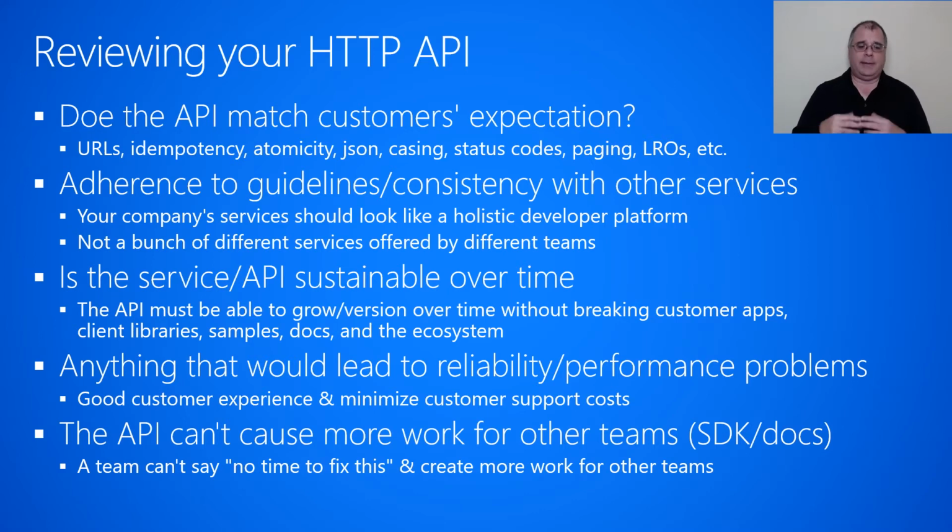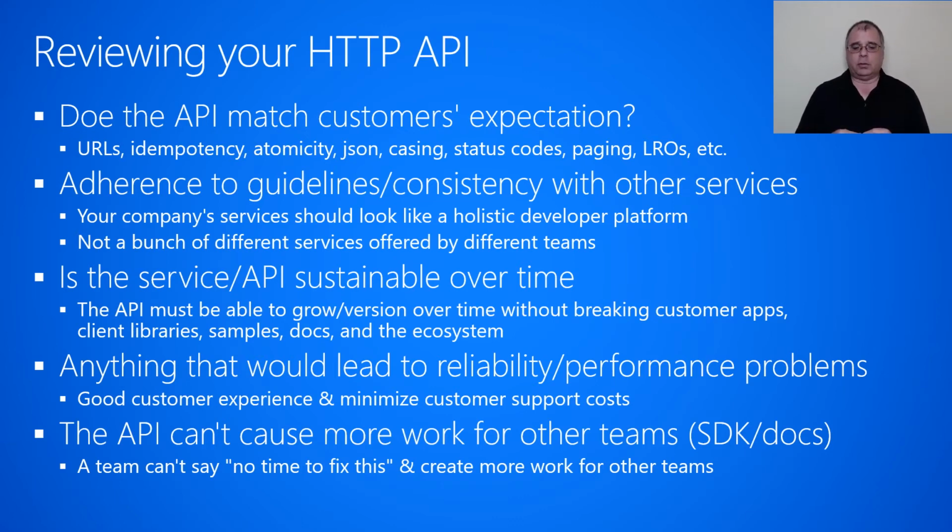Is the API sustainable over time? The API has to be able to grow and version over time without breaking customer applications. This requires a lot of energy and forethought when you're making version 1 of the service. Also, you want to think about the client libraries and how changes of the service might affect client libraries in various languages too. And then, of course, any changes that you make will impact samples, documentation, third-party libraries, videos, and blog posts about your service that are part of the ecosystem at large.